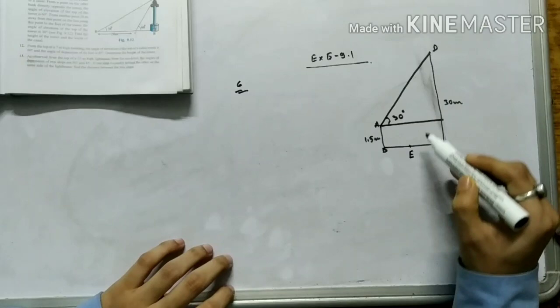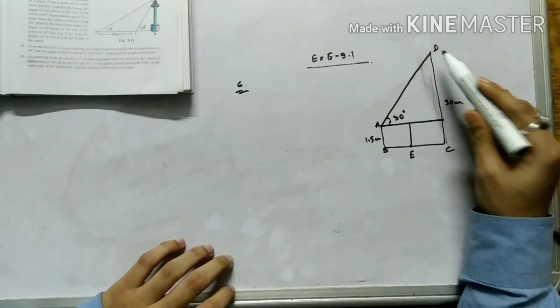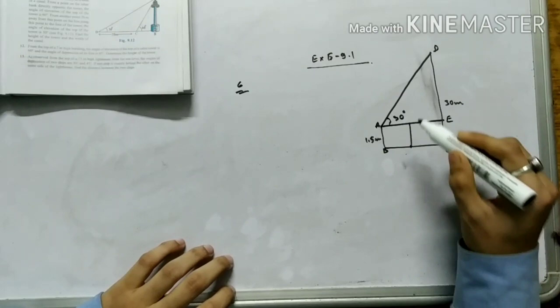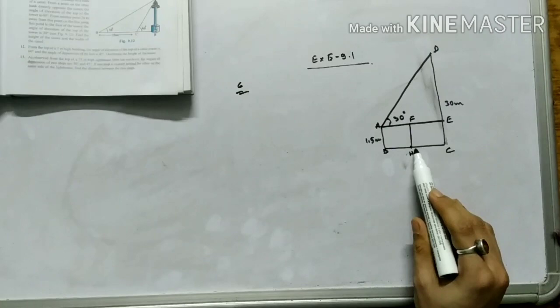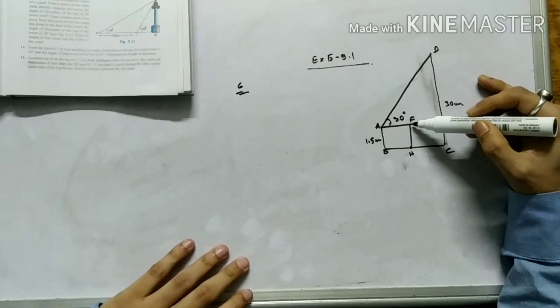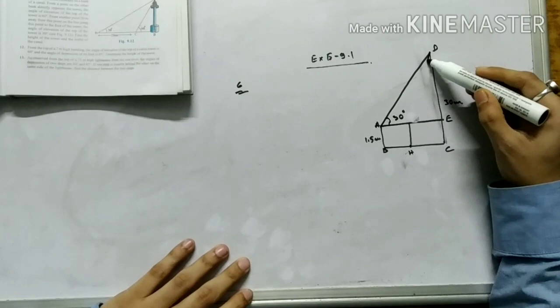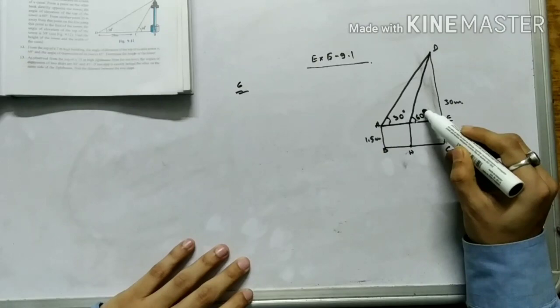This one A, B, C, D. Let's call it E and F and H. He came to this point H. And now from point A, the angle of elevation of point D, this is 60 degree. Understand? First it was 30 degree.